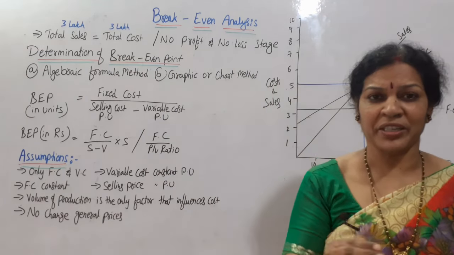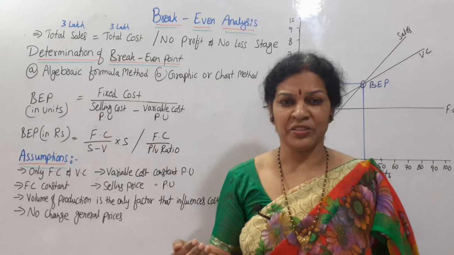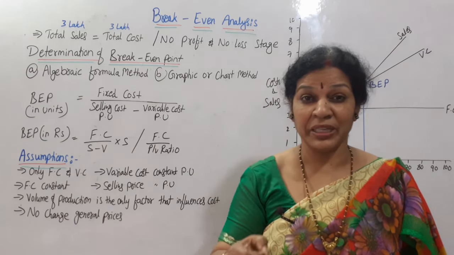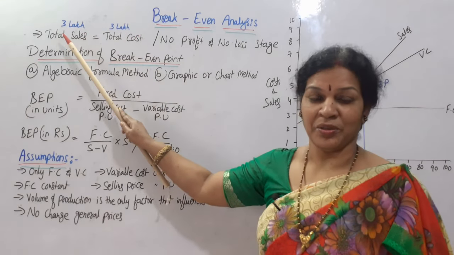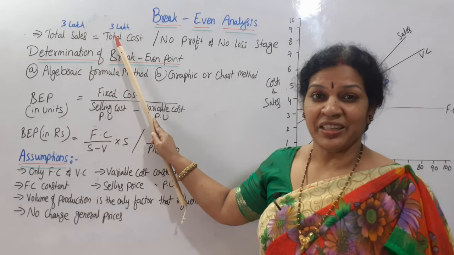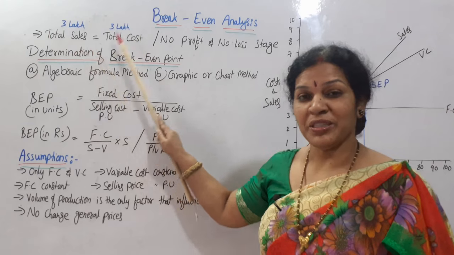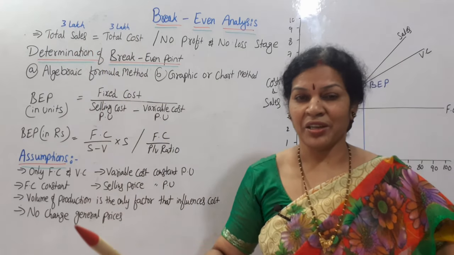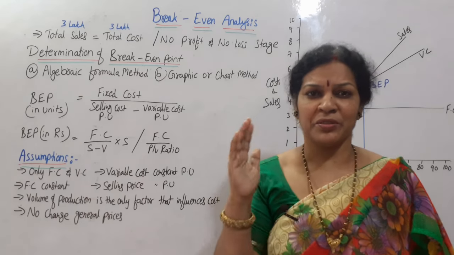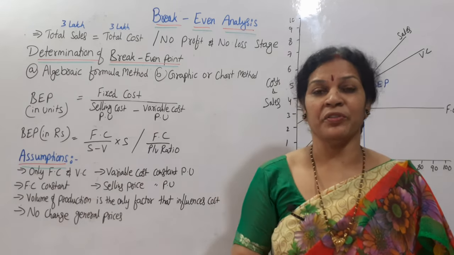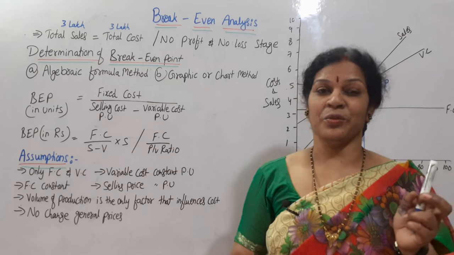I'm waiting for break-even. I've been doing business for the past 2 years. Once I get the break-even, meaning the stage where my sales meet the cost, then next I'm going to get profit. Once break-even has happened, then I'll get profit. So this is the general usage.